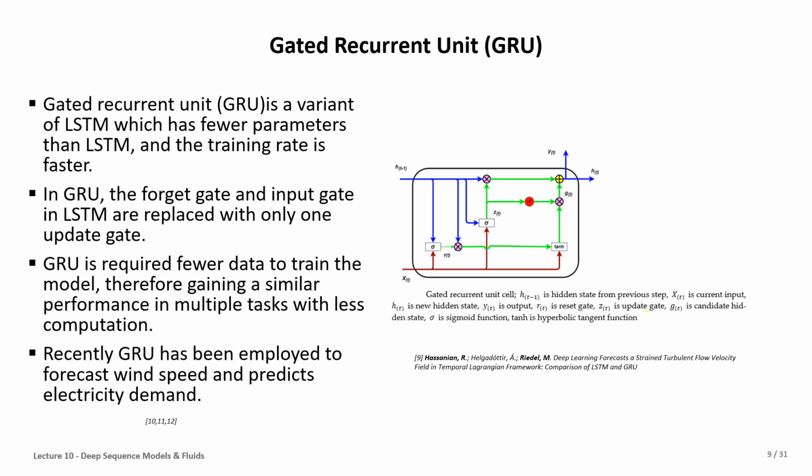One of the main reasons is that the forget gate and the input gate in the LSTM are replaced with only one update gate. The literature reported that with these properties, the GRU works with similar performance to the LSTM. One of the recent examples in energy is the application of the GRU to forecasting wind speed, and then they can predict the electricity demand.